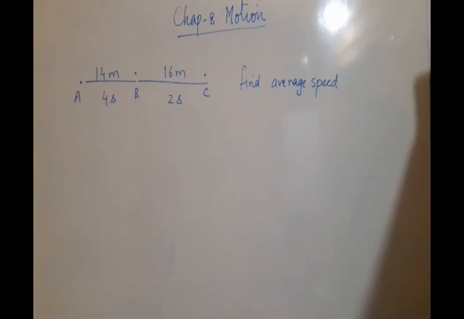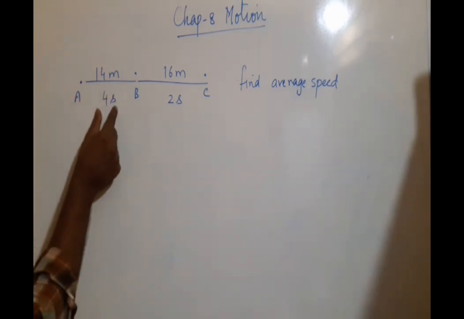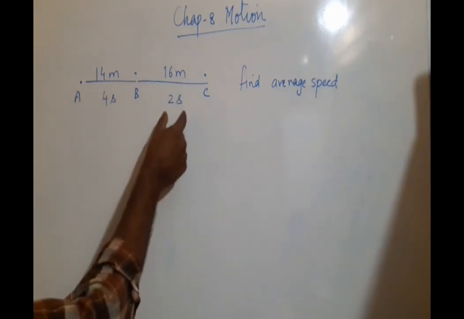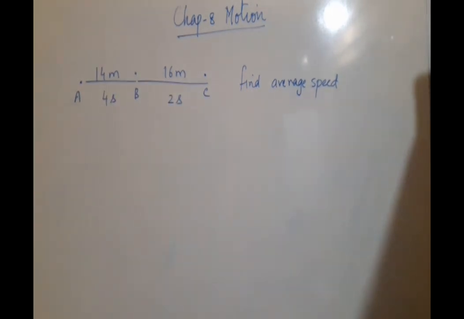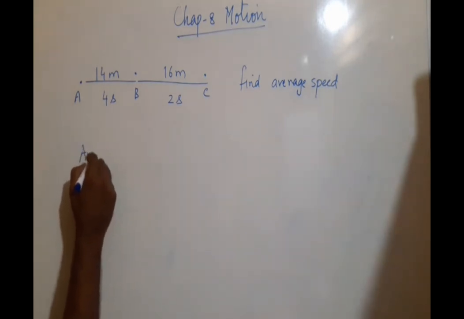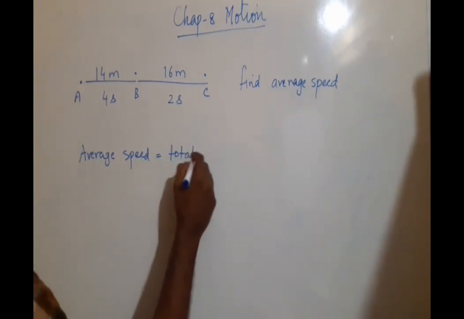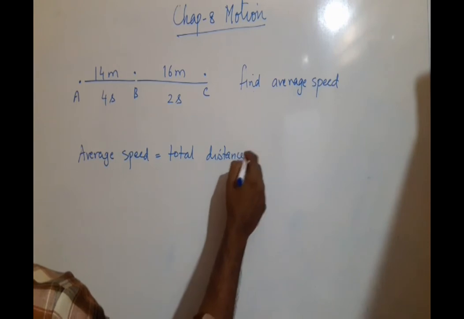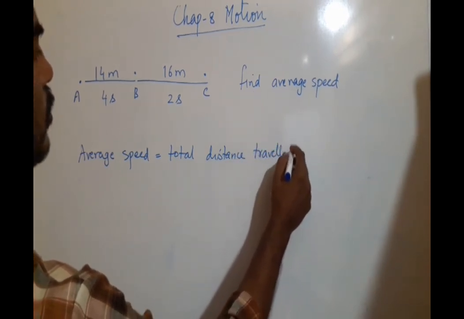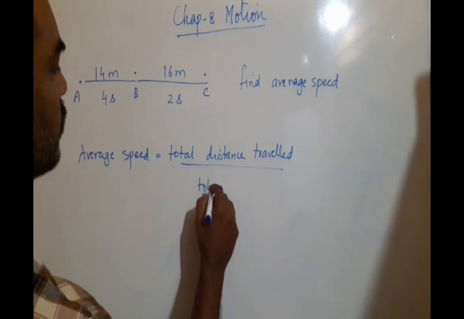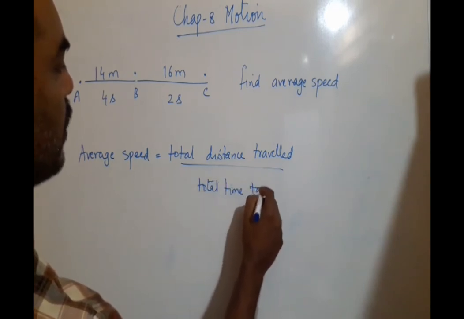Numerical: an object travels 14 meter in 4 seconds and then another 16 meter in 2 seconds. What is the average speed of the object? I've done it graphically on the board. The body travels 14 meter in 4 seconds, then 16 meter in 2 seconds. We have to find average speed. Again, what is the formula for average speed? Average speed is total distance traveled upon total time taken.